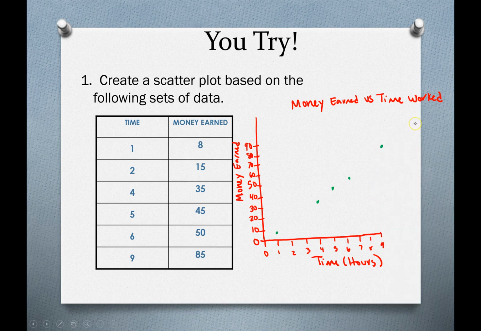We'll talk later about lines of best fit, but you can see in general that there's a positive correlation, that there's a positive slope, that there is a relationship between the number of hours that you work and the amount of money that you make.